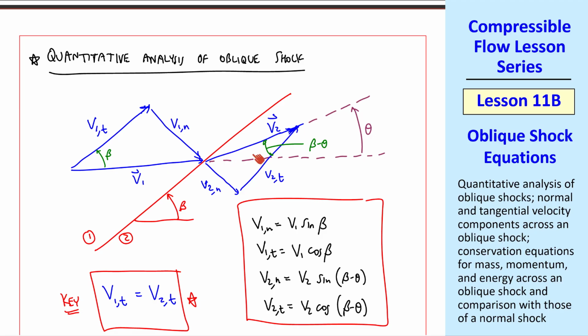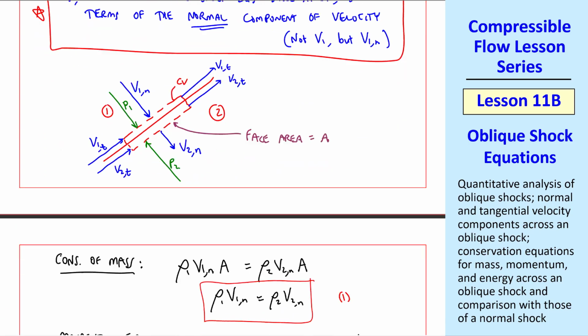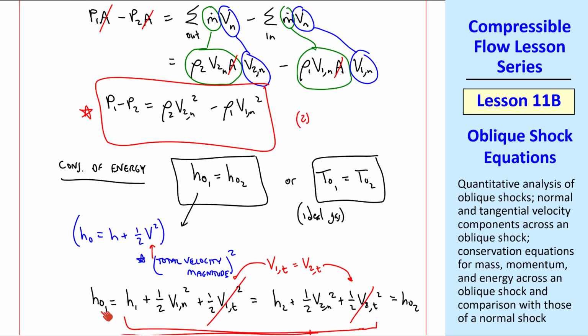Similarly, v2 squared is v2n squared plus v2t squared, since these are right triangles. So our enthalpy equation can be written out as h01 equal h1 plus 1/2 v1n squared plus 1/2 v1t squared, equal h2 plus 1/2 v2n squared plus 1/2 v2t squared, which is equal to h02.